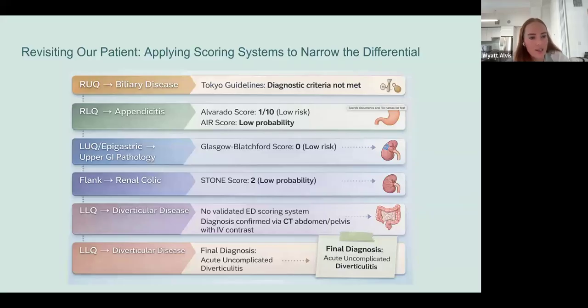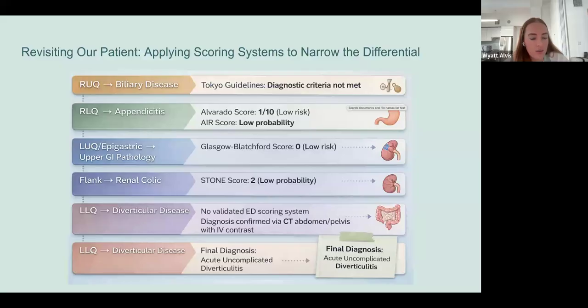So I just wanted to revisit Mr. Clark, our patient again, and put him through all of these guidelines. We could consider right upper quadrant biliary disease, but when I scored him on the Tokyo guidelines algorithm, he didn't meet any of the criteria. For appendicitis in our right lower quadrant, our Alvarado score was 1, so very low risk, and he was low on the AIR score. Scored a 0 on the Glasgow Blatchford score.